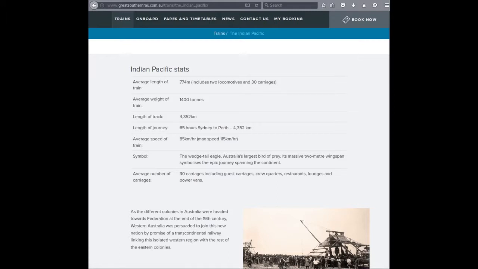4,352 kilometers. The length of the journey 65 hours, Sydney to Perth, and 4,352 kilometers. So there's no more track. 4,352 kilometers is all there is. There's no maintenance track. There's no other path. That's all they track, I guess. So, average speed of train, 85 kilometers per hour, with a maximum of 115 kilometers. That equates to about 52 miles per hour for those of us living on the other side.